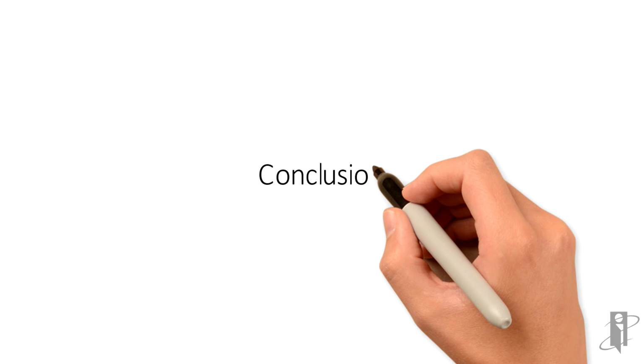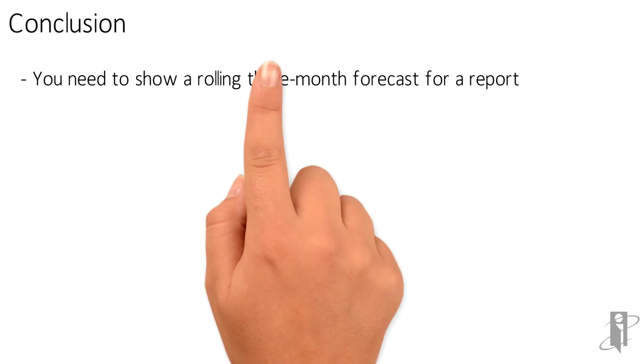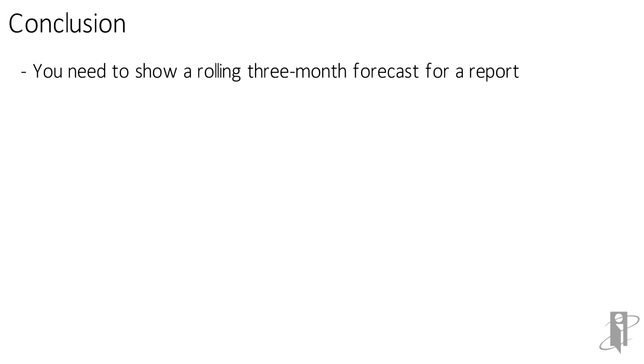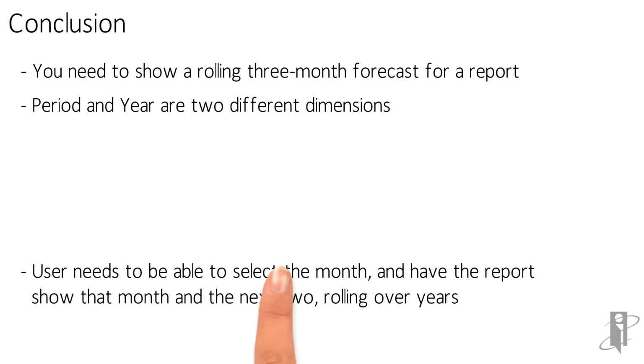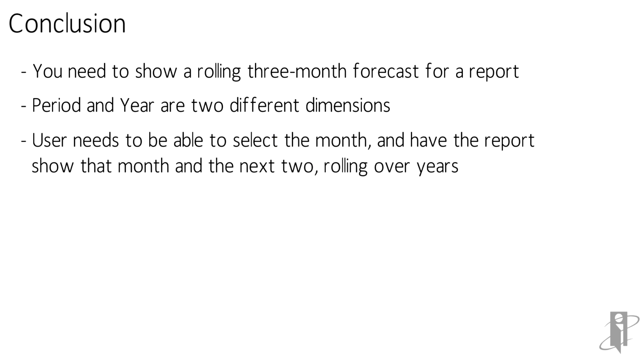All right, so let's start by analyzing the issue. Well, first we need to be able to show a rolling 3-month forecast for a report. The issue is that the Hyperion Planning Cube that we're using has different dimensions for period and year. It's not just one contiguous time dimension. There's also a requirement for the end users to be able to select a month, and the report will show the 3-month forecast.